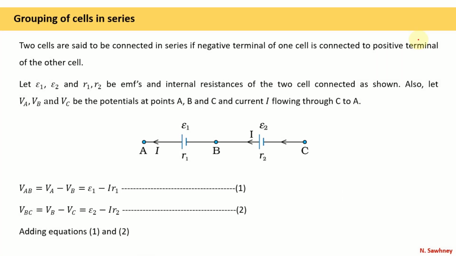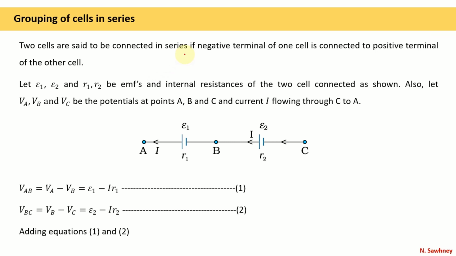Now let us discuss the grouping of the cells. A cell is a source of current, and every time in all circuits we cannot derive the desired current from a single cell. So to get a strong current, 2 or more cells are to be combined together, and this combination of the cells is called a battery. This cell combination can be done in the following ways, that is in series and in parallel. So let us discuss the series combination of the cells.